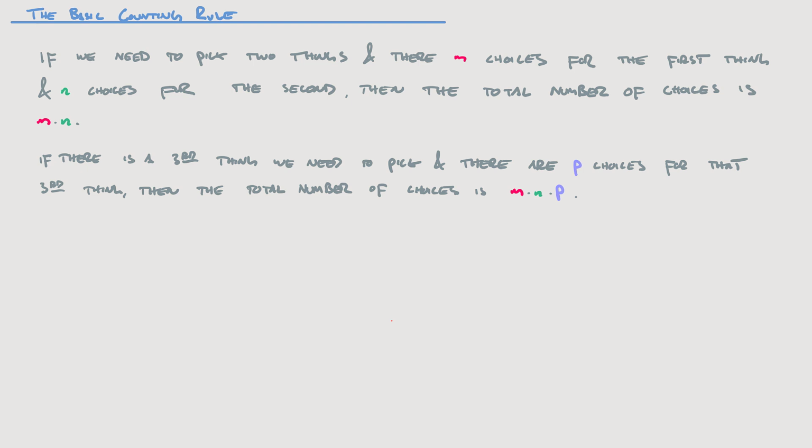So I said, as kind of a follow-up, if there's a third thing that you need to pick, and there are p choices, right, for that third thing, then the total number of choices would be m times n times p. Essentially, however many things that you're picking, if you know how many choices you have at each thing that you're picking, you just find the product of all of those numbers, and that would be the total number of choices that you have.